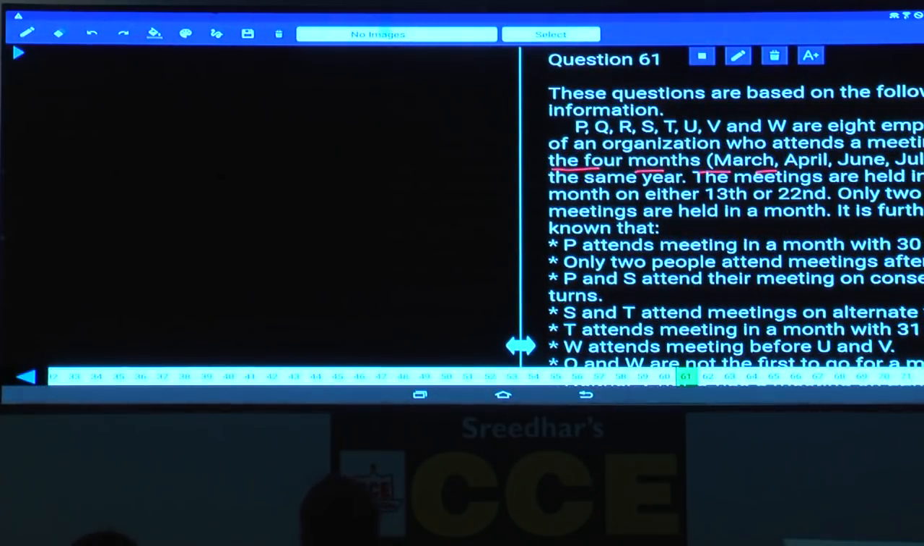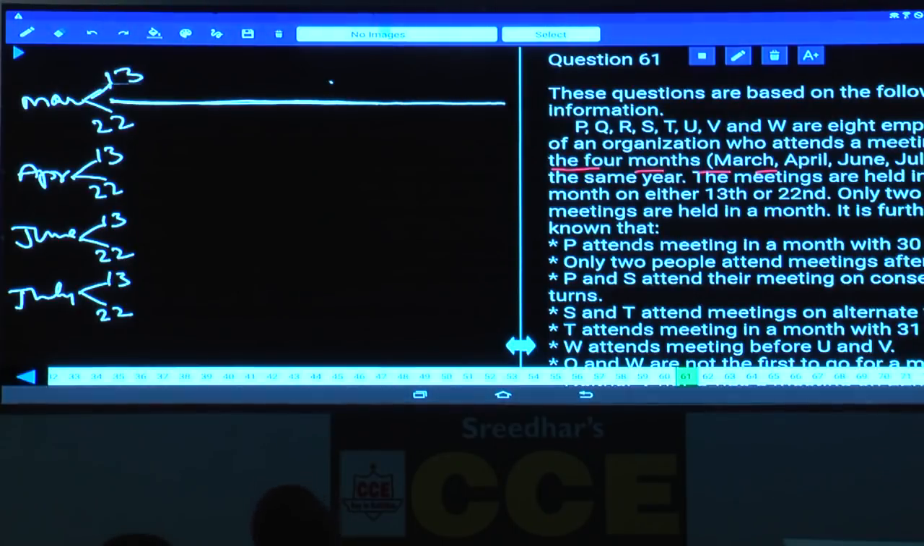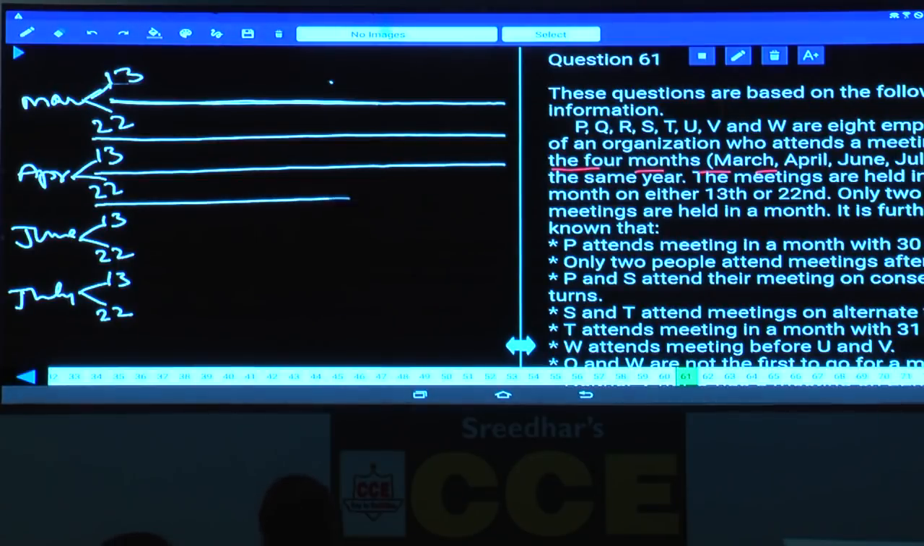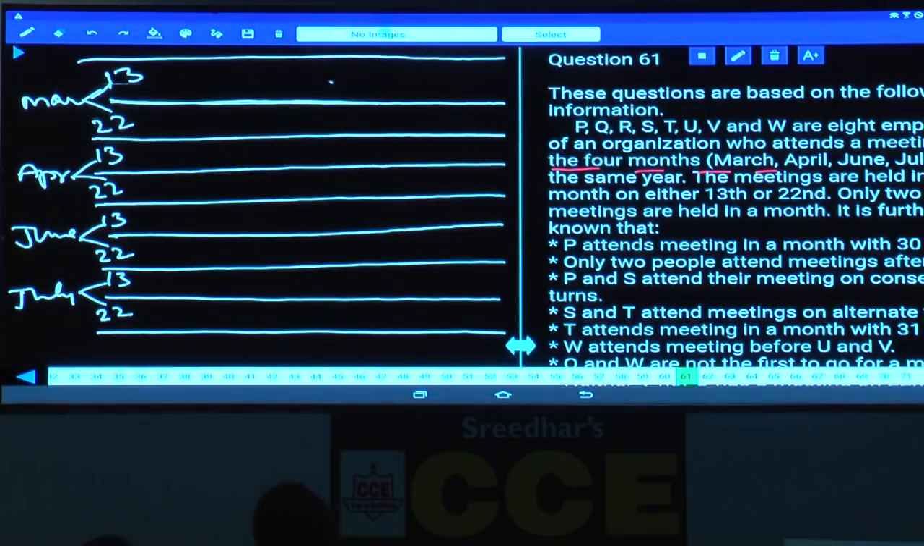Now months were given, whenever the months are given, write the months like this: March 13 and March 22nd. March 13, March 22nd. Next one, April 13, April 22nd. Next one, June 13 and June 22nd. Next one, July. July 13 and July 22nd. Isn't it? Now in total, how many possibilities do we have? Now write down the lines like this: March 13, March 22, April 13, April 22, June 13, June 22, July 13 and July 22. Isn't it? Now this is the diagram.